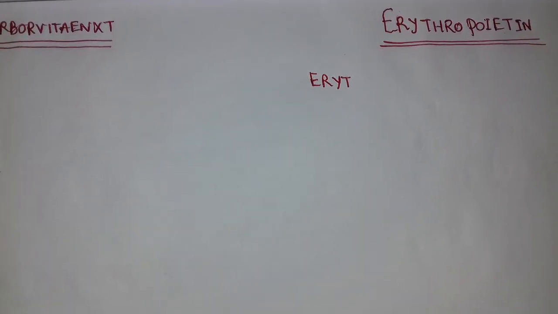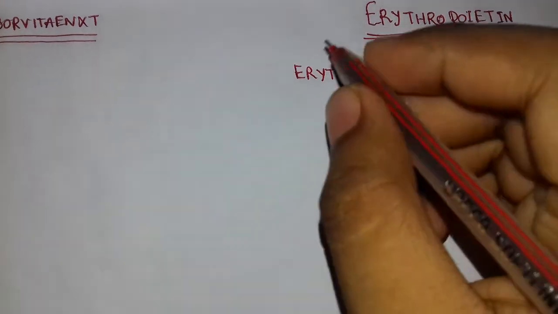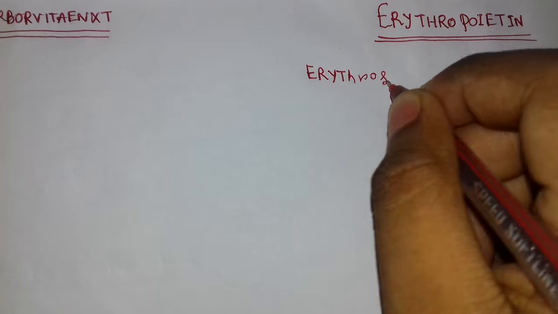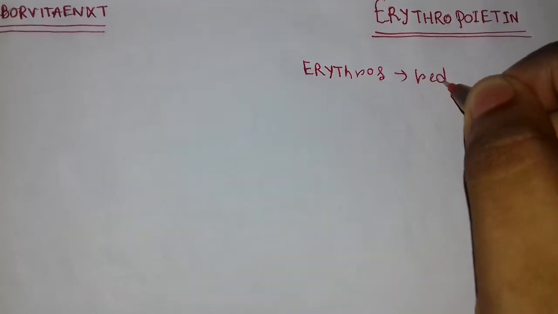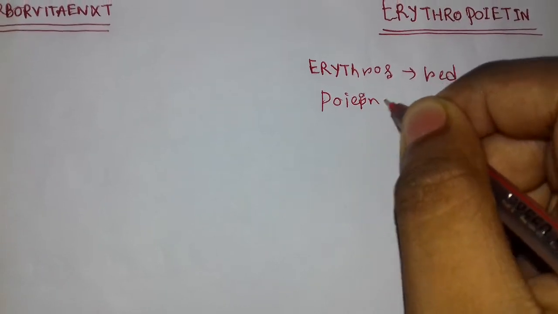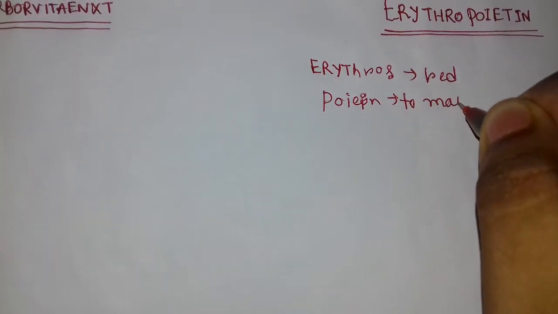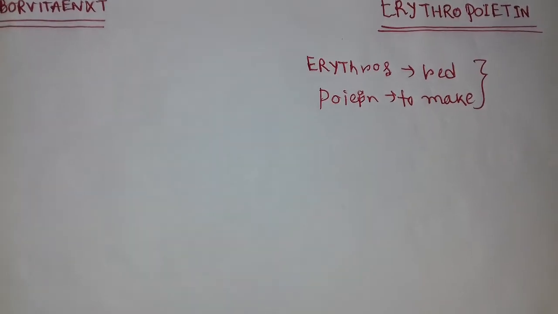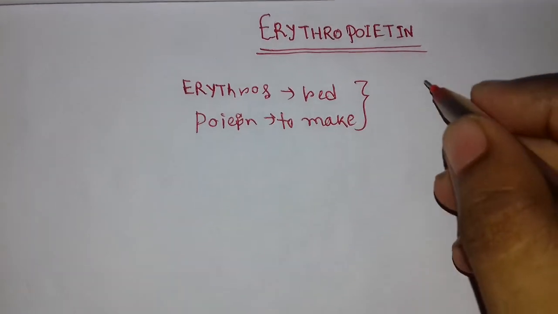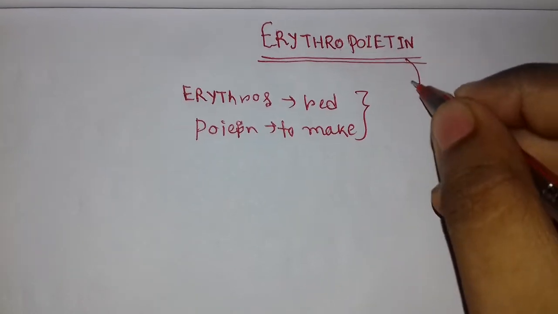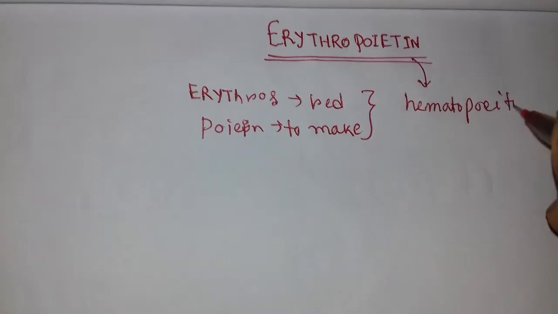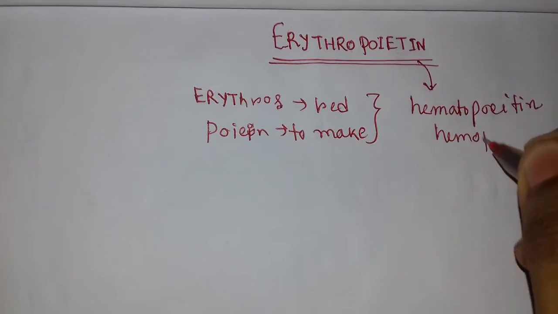This term erythropoietin has come from two terms: erythros, which means red, and poiein, which means to make. From these terms erythropoietin has come. This is a hormone or a substance that is also known as hematopoietin or hemopoietin.